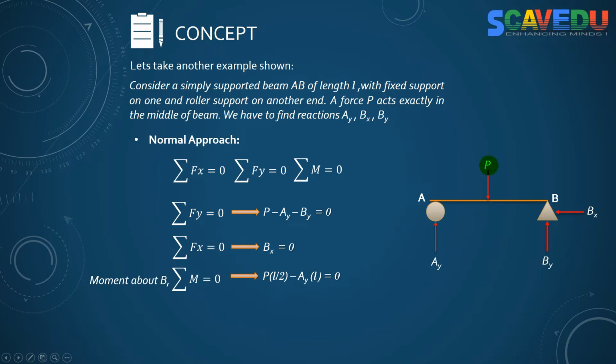Now the moment created by P is anti-clockwise, so I will take it as positive. So you can see here PL by 2 minus Ay into L should be equal to 0. Solving this equation, you easily get that Ay will be equal to P by 2. Using this in the first equation, you get By also equal to P by 2, and Bx, as is obvious, is 0. So in the normal method we found all three values, that is Ay, By and Bx.